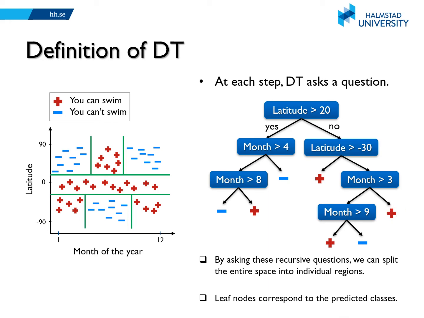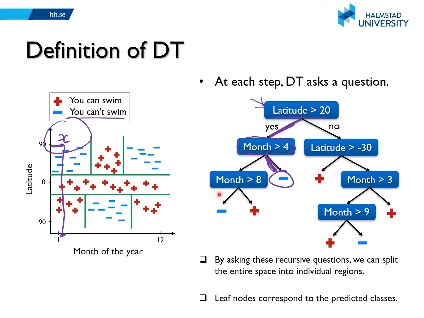So we can now use this decision tree to make predictions. For example, if we have a data point here, let's call it X, we can start at the root node and ask the question, is the latitude larger than 20? The answer is yes for this data point. So we go here, and then is the month larger than 4? For this data point, the answer is no. So we go here and we directly predict the class, the negative class. So you cannot swim. So that's basically how you use a given decision tree to make a prediction for a new test data point.